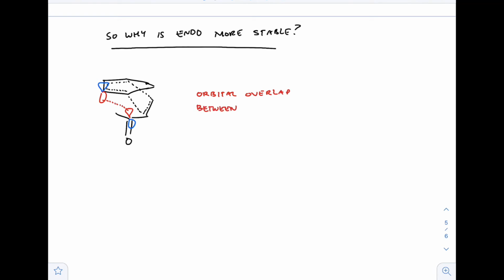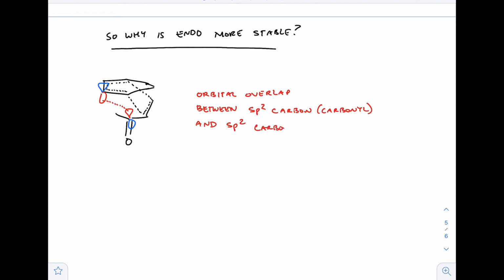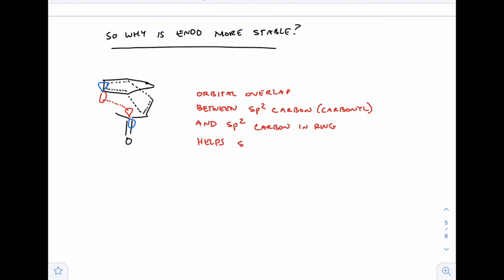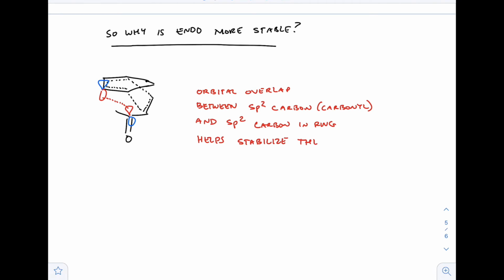And so that orbital overlap between the sp2 carbon of the carbonyl and the sp2 carbon of the diene, or the ring, helps stabilize the transition state, okay? So those two p orbitals overlapping, interacting with one another, helps stabilize the transition state, and that's called secondary orbital overlap, okay?